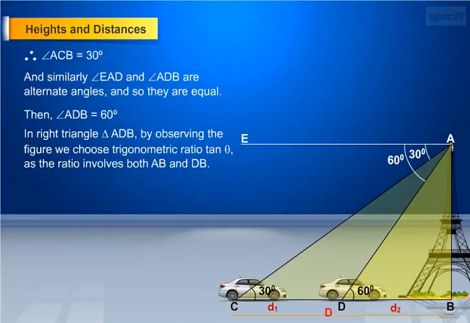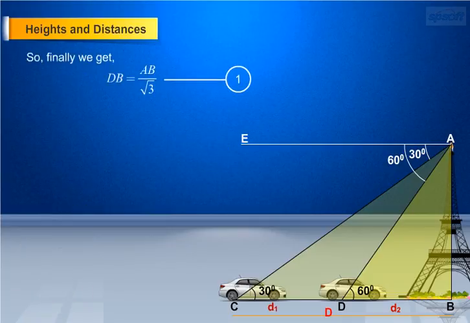In right triangle ADB, by observing the figure, we choose the trigonometric ratio tan theta, as the ratio involves both AB and DB. Then, tan theta equals AB by DB, where theta equals 60 degrees. We get tan 60 degrees equals AB by DB. Here, tan 60 degrees equals √3. So finally we get DB equals AB by √3. Make it equation 1.